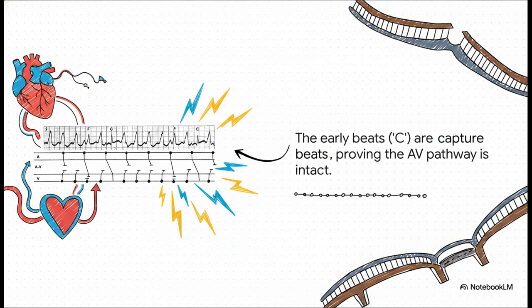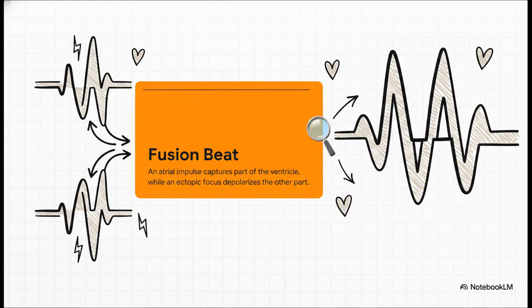Take a look at the complexes labeled C on this tracing of ventricular tachycardia. You can see their shape is that of a supraventricular beat, and they happen earlier than the underlying ventricular rhythm. This single beat proves without a shadow of a doubt that there is no complete AV block. The bridge is intact.